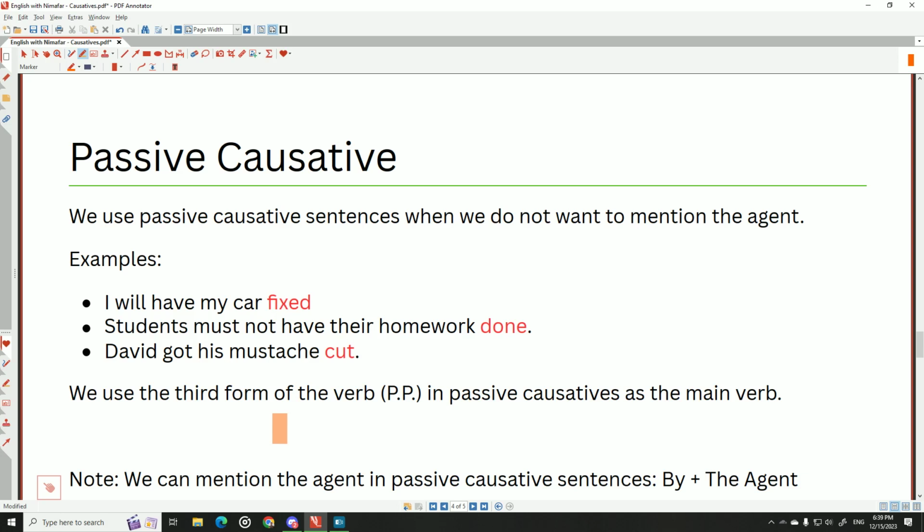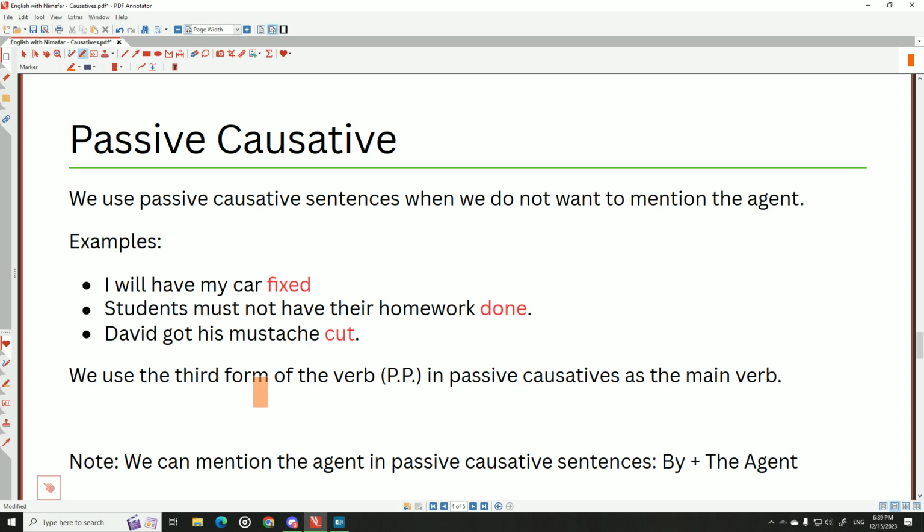Students must not have their homework done. This sentence is much better. It means we don't care who does it for them. Maybe their parents, their grandparents, their friends, their siblings, whoever. We don't care. It shouldn't be done by them. Students should do it themselves. This is the point. David got his mustache cut. We don't care. Actually, I think mustache. I missed a word here. Sorry.